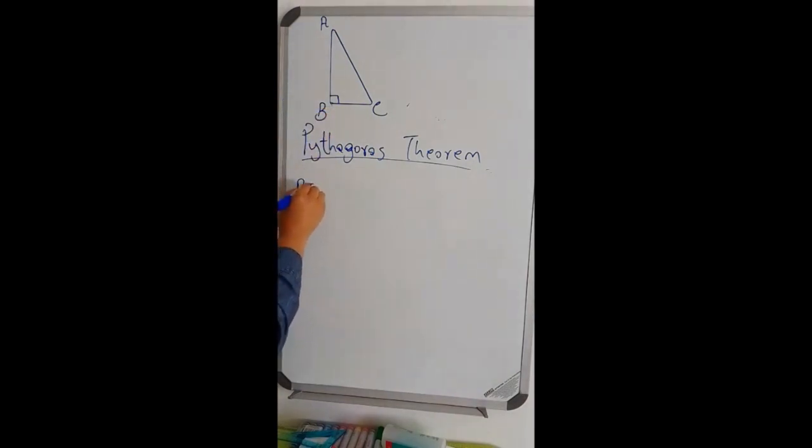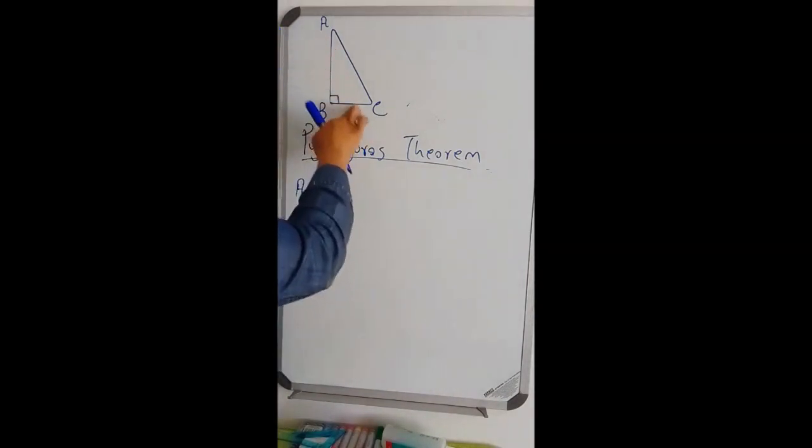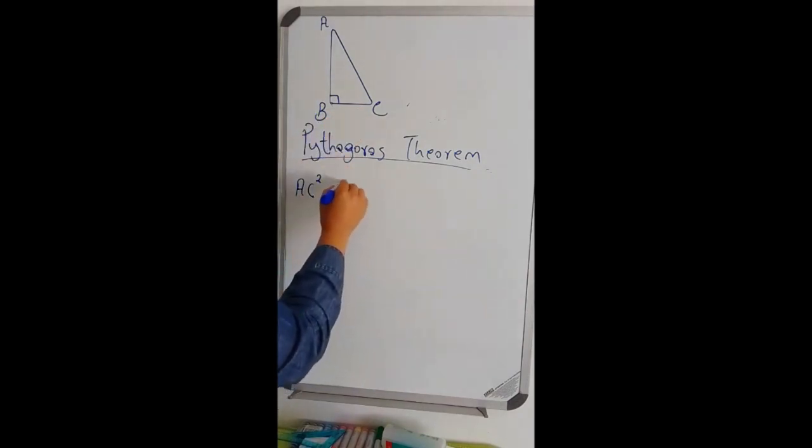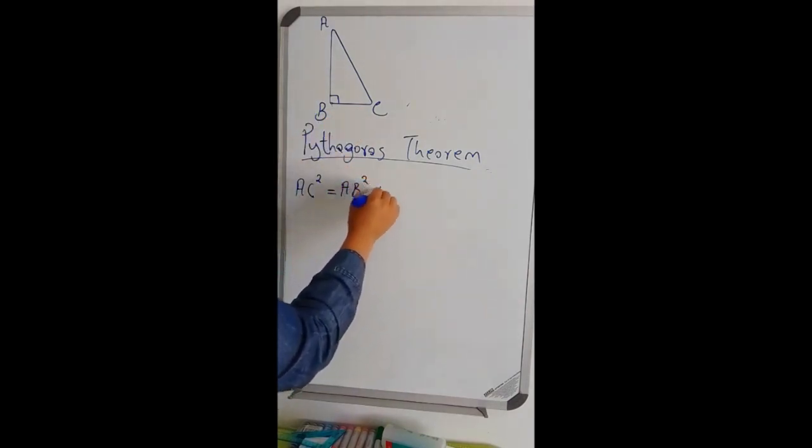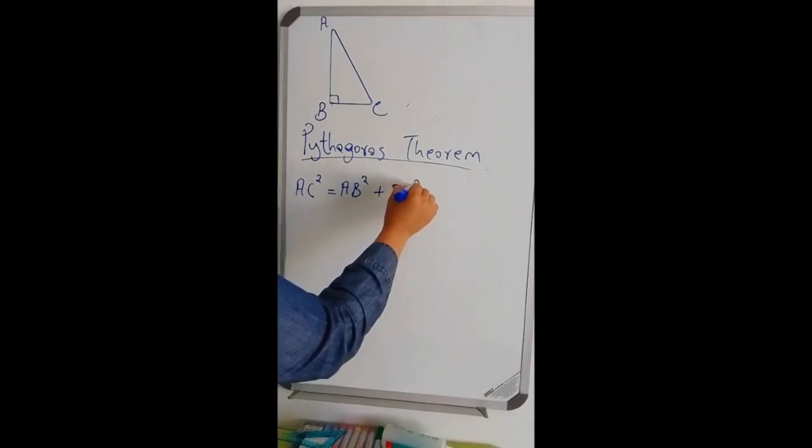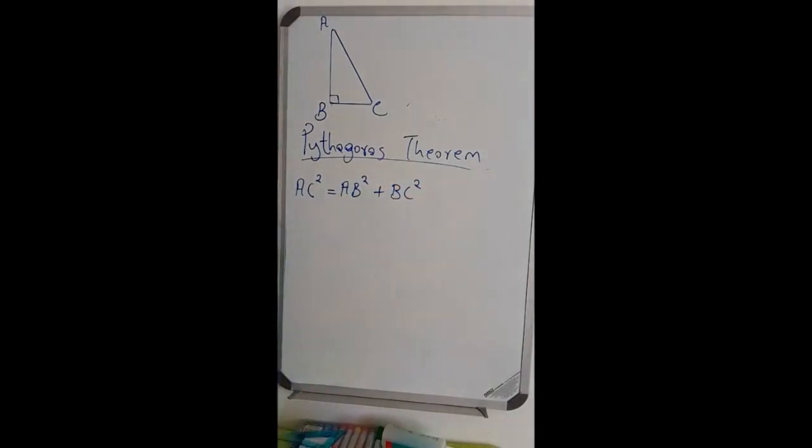We say AC squared will be equal to the sum of the squares of the other sides. So that would be AB squared plus BC squared. Okay, so if we have two sides, using this theorem, we can find the remaining side.